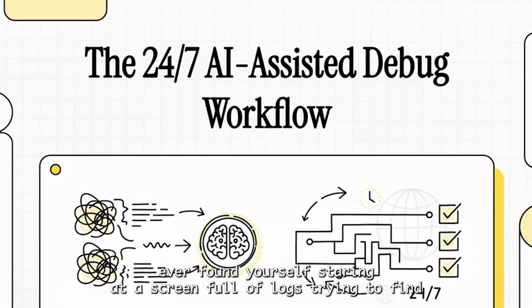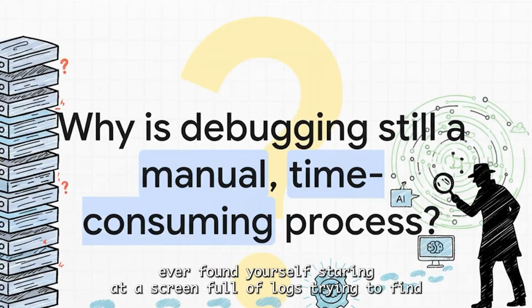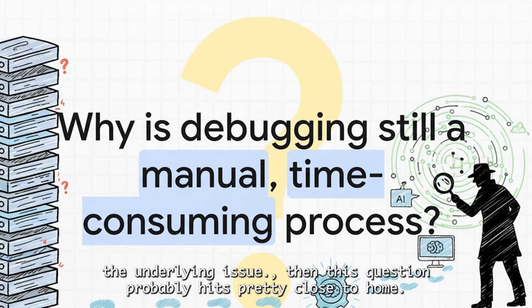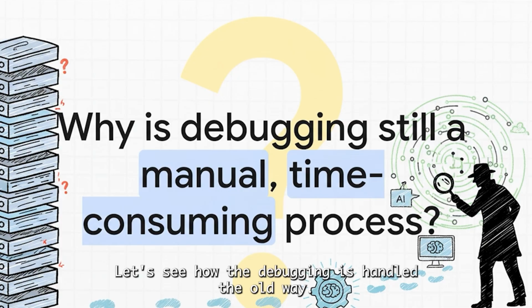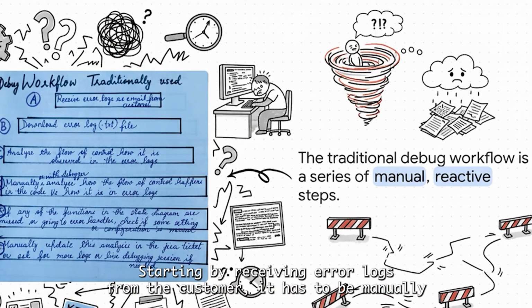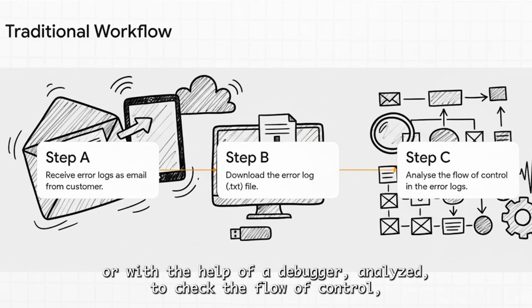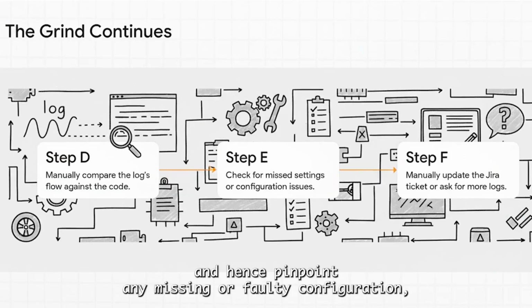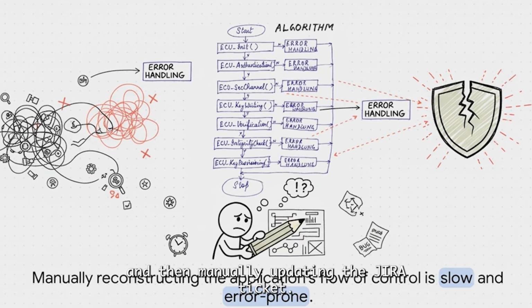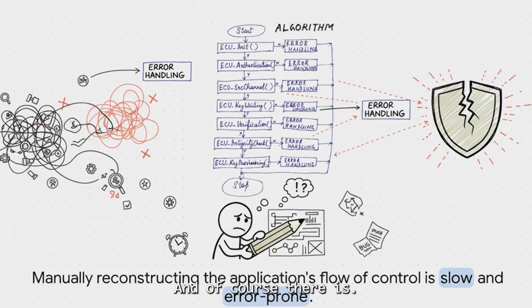If you have ever found yourself staring at a screen full of logs trying to find the underlying issue, this question probably hits pretty close to home. Let's see how the debugging is handled the old way. Starting by receiving error logs from the customer, it has to be analyzed manually or with the help of a debugger to check the flow of control and hence pinpoint any missing or faulty configuration, and then manually updating the Jira ticket. And of course there is.